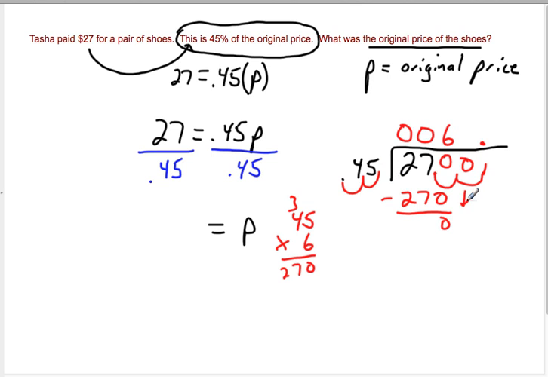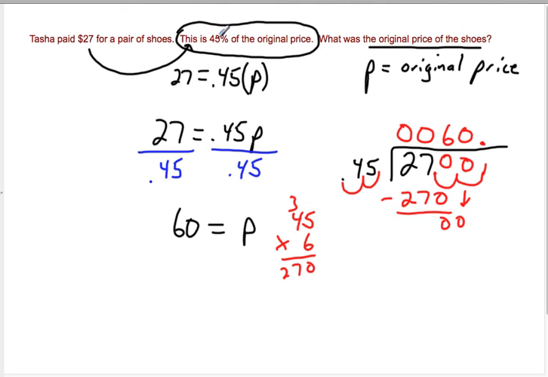So we bring down a 0. 45 does not go into 0. And so we're going to get another 0 remainder. So we are done. So P is going to be equal to 60. Let's go back and see if that makes sense.